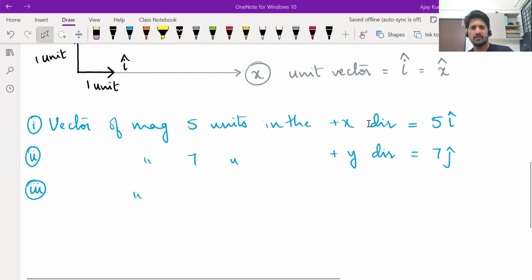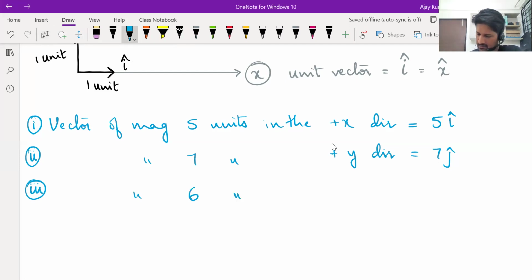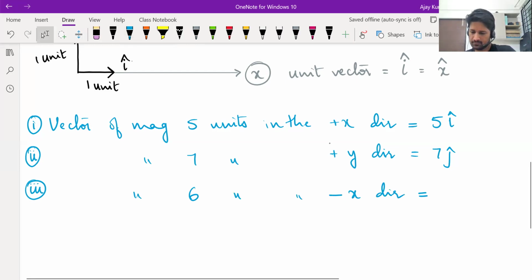Okay, let it be. Nishita, you tell me, how will you denote a vector of magnitude, let's say 6 units in the negative x direction? Vector of magnitude 6 units in the negative x direction. How can that be denoted? Hello, sir, can you hear me? Yes, Yusuf, you're audible now. So can you give the answer? Minus 6 i cap. Correct. Minus 6 i cap.